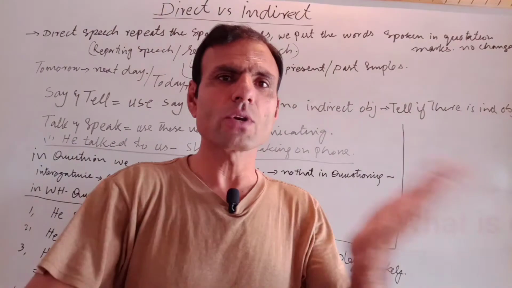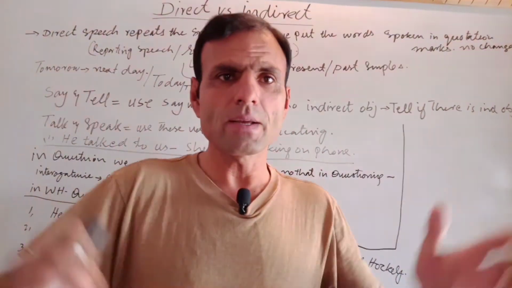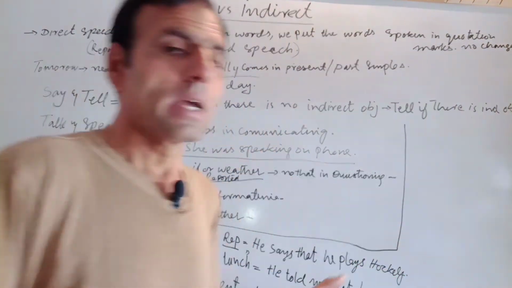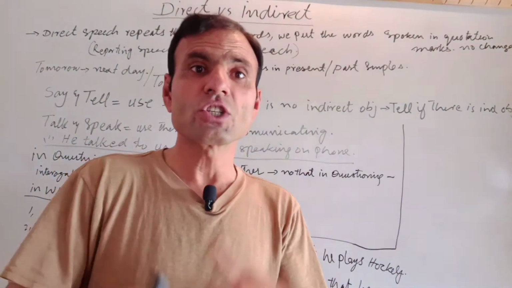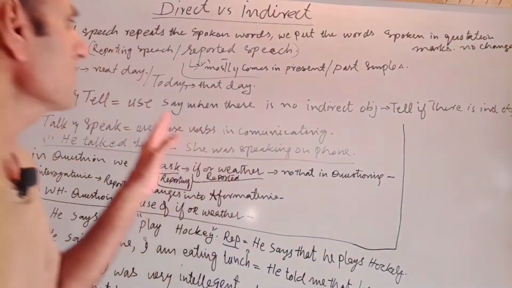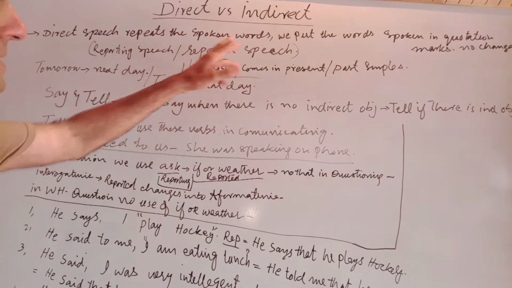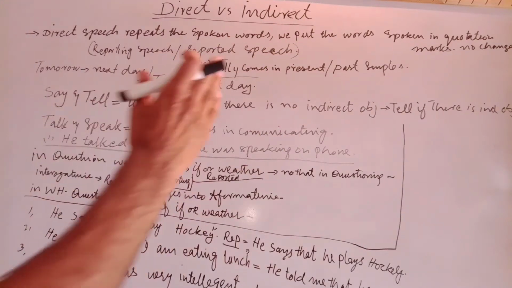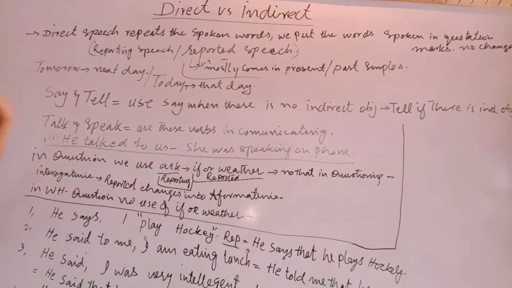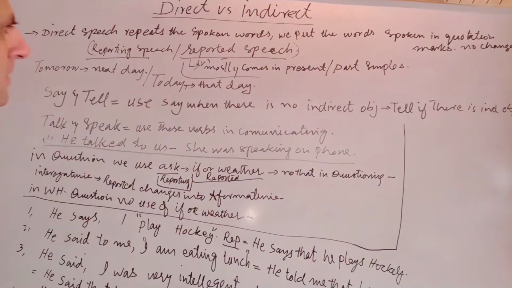Direct means if we are quoting someone's words spoken by someone, directly putting them into inverted commas or quotation marks. And in indirect speech, we change the words but keep the meaning the same. So, direct speech repeats the spoken words. We put the words spoken in quotation marks. There is a reporting speech, and there is a reported speech.